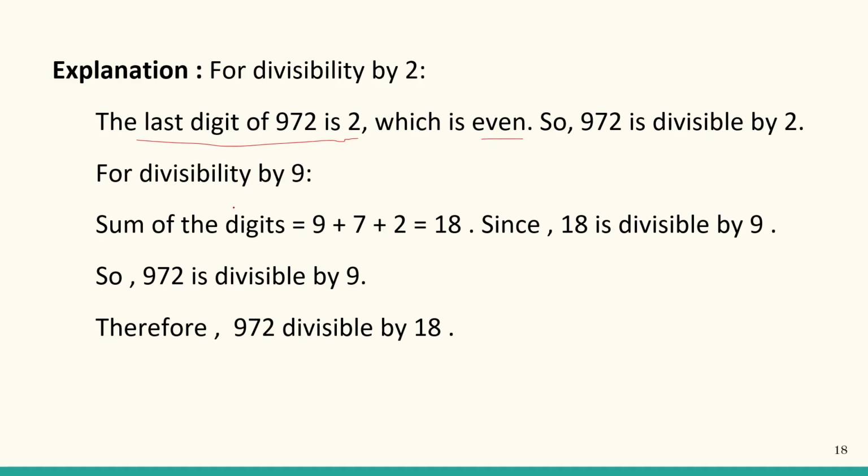Okay, so for this one, we checked the last digit and checked whether it is even or not. It was even, and then we checked for divisibility by 9. What we did was sum the digits and we got 18. Since 18 is divisible by 9, 972 is divisible by 9. Therefore 972 is divisible by 18. Okay, that was the conclusion, the final answer.